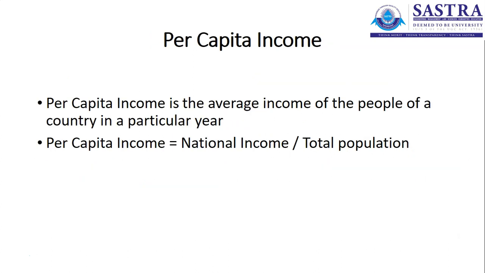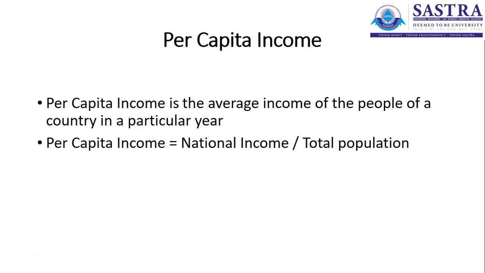And the per capita income is the portion of national income which is available for an individual. Whatever income is generated by the particular country over a period of time is distributed among the people living in that country. On that basis, the per capita income is calculated. The per capita income is the average income of the people of a particular country during a particular year. Per capita income is equal to national income divided by the total population of the country. On that basis, the per capita income is calculated.